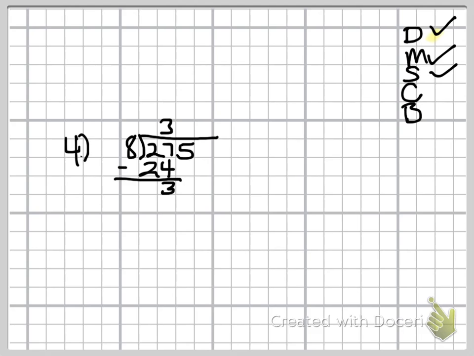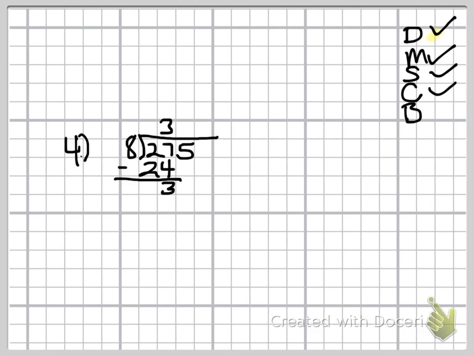Is 3 smaller than 8? It is. So we're good. So I've checked. Now I'm ready to move on to my next value. Now notice that we have one more number over here that has nothing above it. We want to keep dividing until all of the spaces above our numbers are filled to the ones place.